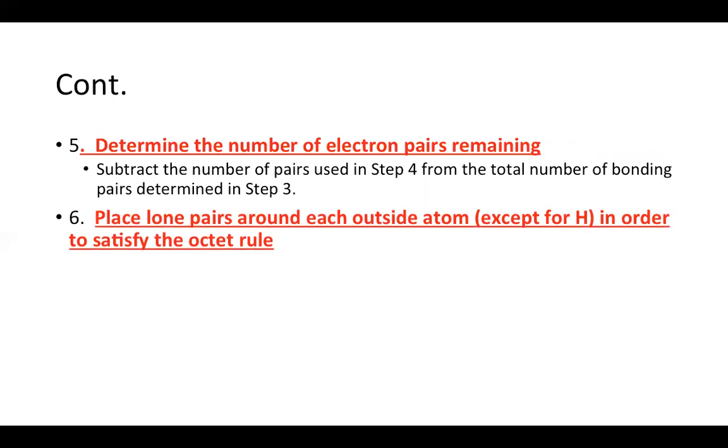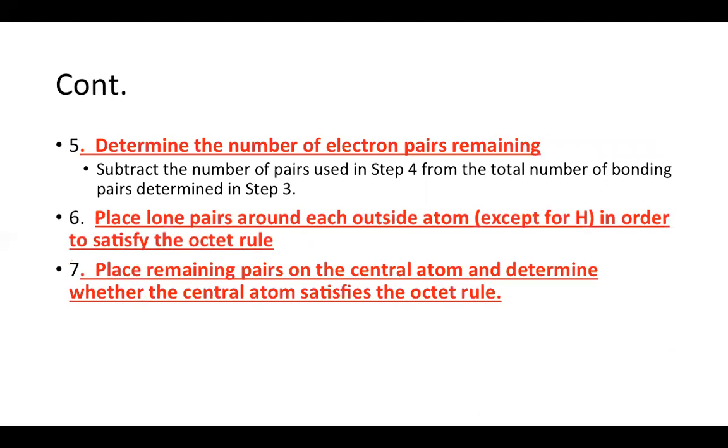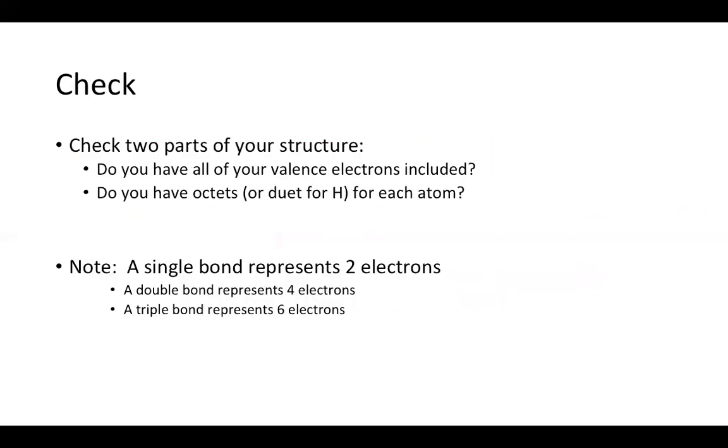Then step 6 is to place lone pairs around the outside atoms to satisfy their octet. Or in the case of hydrogen, hydrogen just wants a duet, so it only wants 2 electrons around it. Then once you've placed lone pairs on the outside atoms to ensure that they have satisfied the octet, you're going to place any remaining pairs on the central atom and determine whether the central atom satisfies the octet rule. This may require us in some cases to move lone pairs on the outside atoms to make multiple bonds between the central atom and the outside atoms. And we'll look at some examples with that.